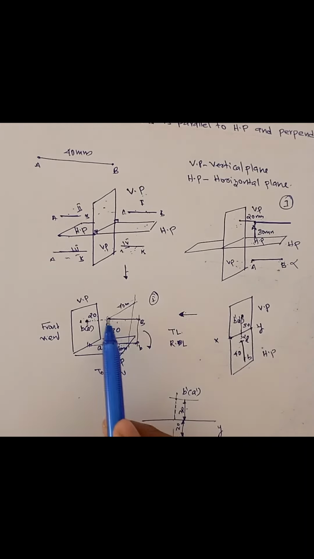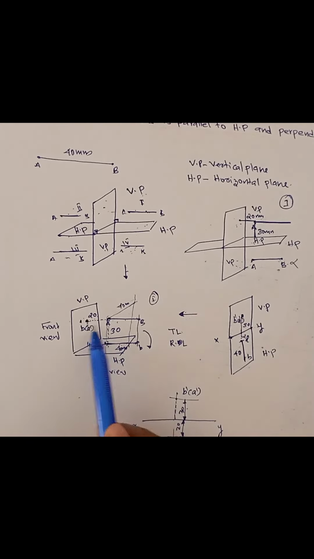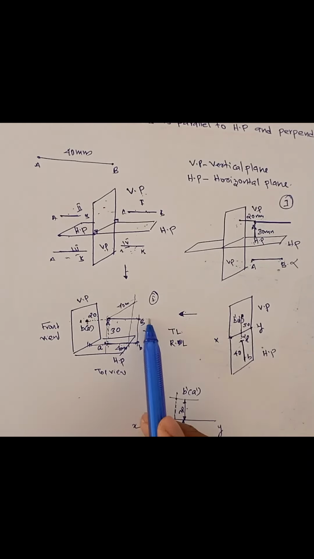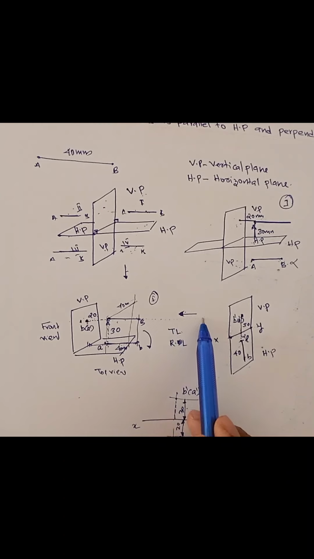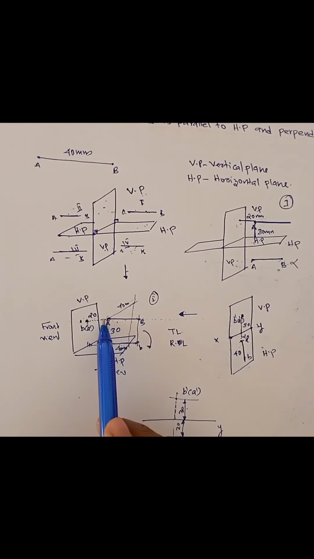When you extend the line, it will definitely meet one of the projection planes. Here this line is parallel to HP and perpendicular to VP, right? So when you extend this line from this side, it will not meet any projection plane. Suppose you extend this line on this side, it will meet VP at this point. That point is called the vertical trace.